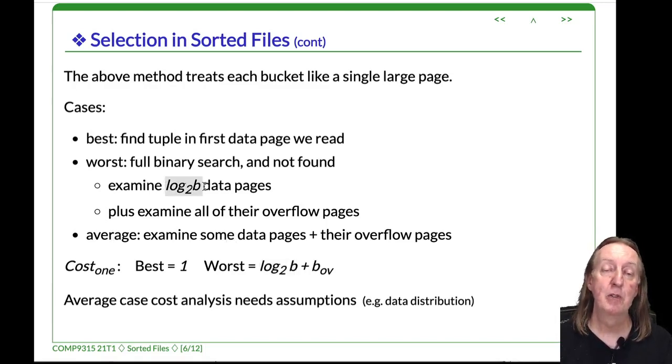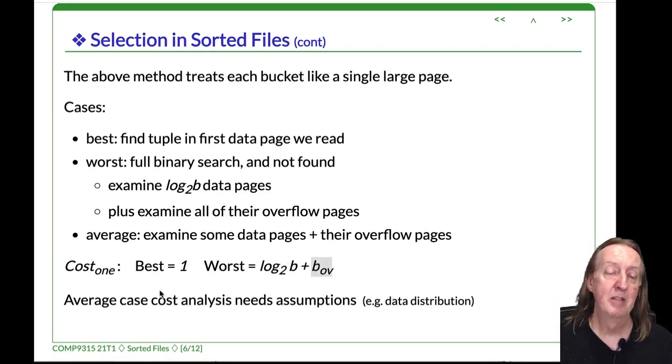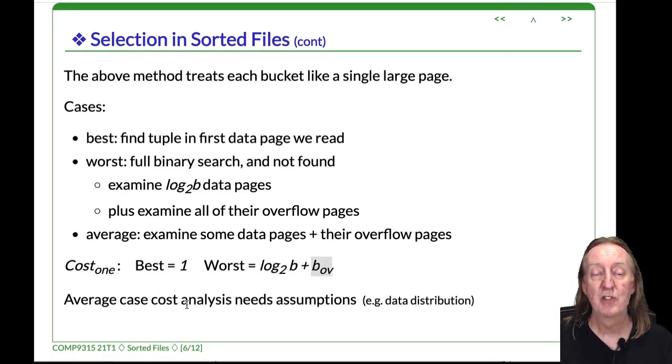Average case, we examine some data pages. We don't go all the way to log2b data pages, but we look at some and we look at their overflow pages. So the things you can characterize the most easily, in the best case we read a single page, in the worst case we read log2b data pages plus all of the overflow pages. And as it says here, if you want to try and do an average case cost analysis, you need to know something about how the data is distributed and so on.